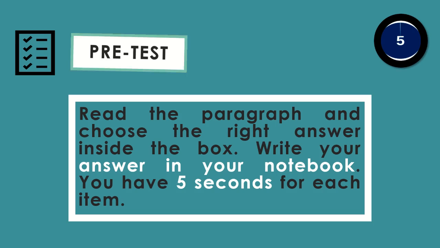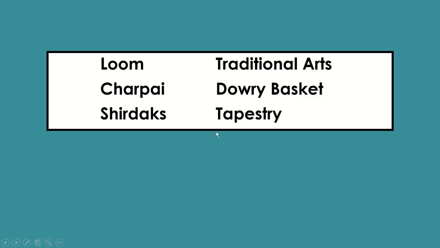Let's start first with Pretest. Read the paragraph and choose the right answer inside the box. Write your answer on your notebook. You have 5 seconds for each item. Let's start. Here are your choices. Loom, charpai, shirdak, traditional arts, dowry basket, and tapestry.